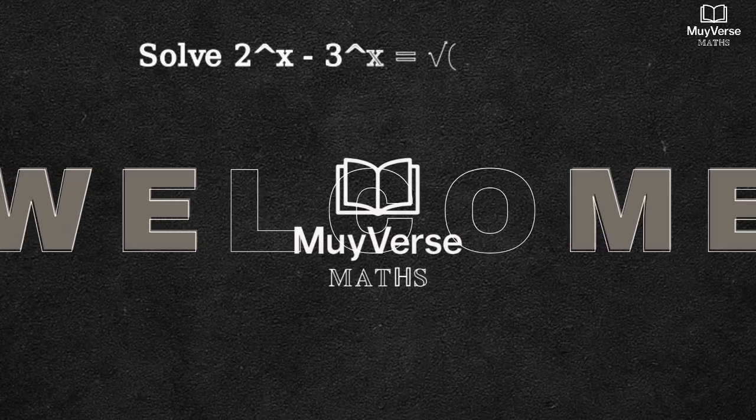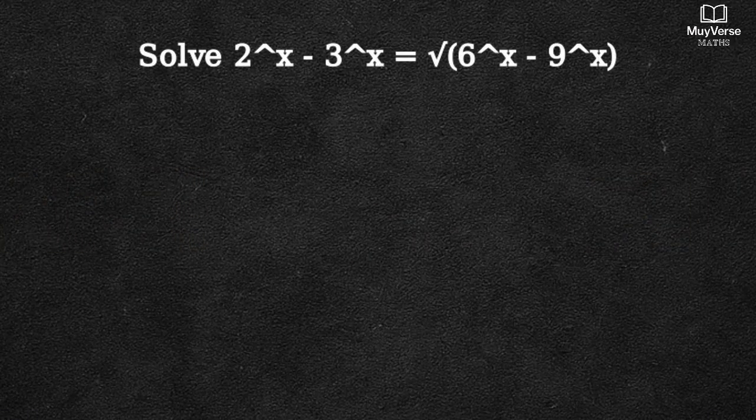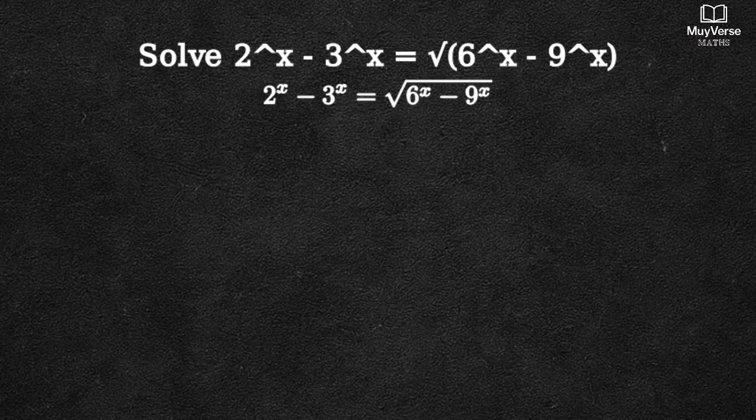In this lesson, we will solve the equation 2^x − 3^x = √(6^x − 9^x). We will move carefully step by step and keep everything real and valid.